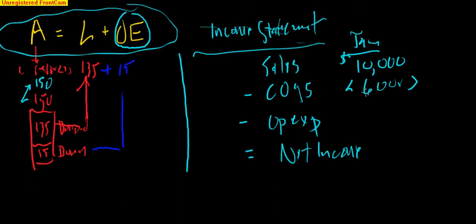So $10,000 minus $6,000 would give us a gross profit of $4,000, which I'm not going to put here because I don't have gross profit there. And for the operating expenses, we had to hire 2 people and the owner of the company. Let's just say all of that, plus rent, plus everything else, cost us $2,000. If we subtract 10 minus 6 minus 2, we would get what? $2,000.